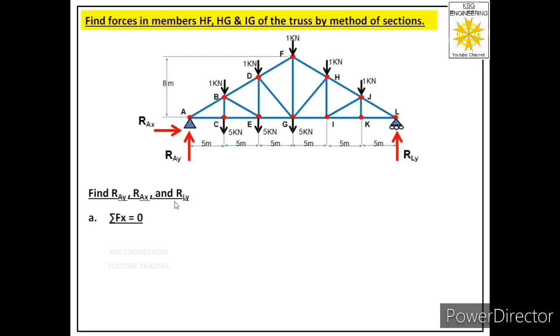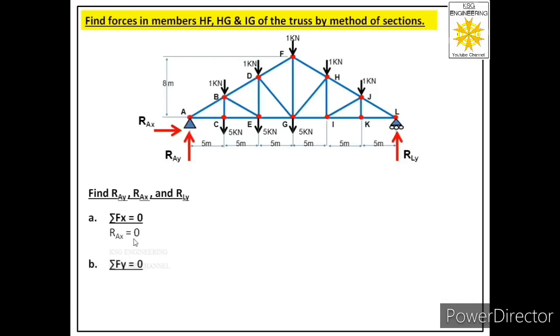Let us first apply summation Fx equal to 0. So let us see how many forces are acting in x direction in this particular truss. There is only one force, RAX. That means RAX is equal to 0.